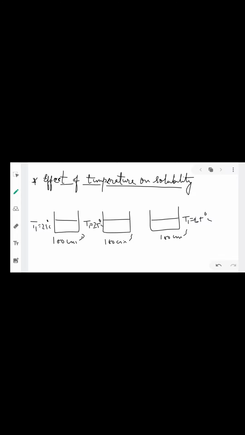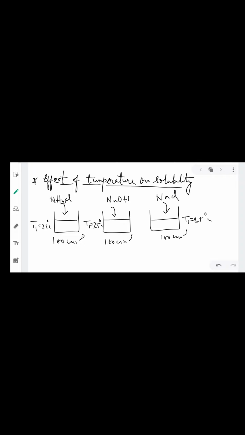Alright, now add 3 different types of solute in all the 3 beakers. Let's add NH4Cl in the first beaker, NaOH in the second beaker, and in the third beaker let's add NaCl. 3 different types of solutes are being added here.